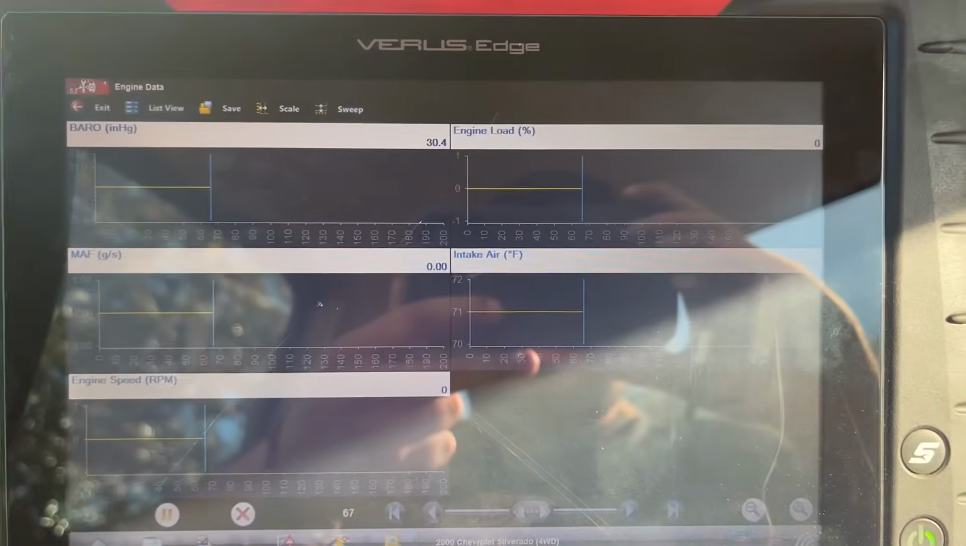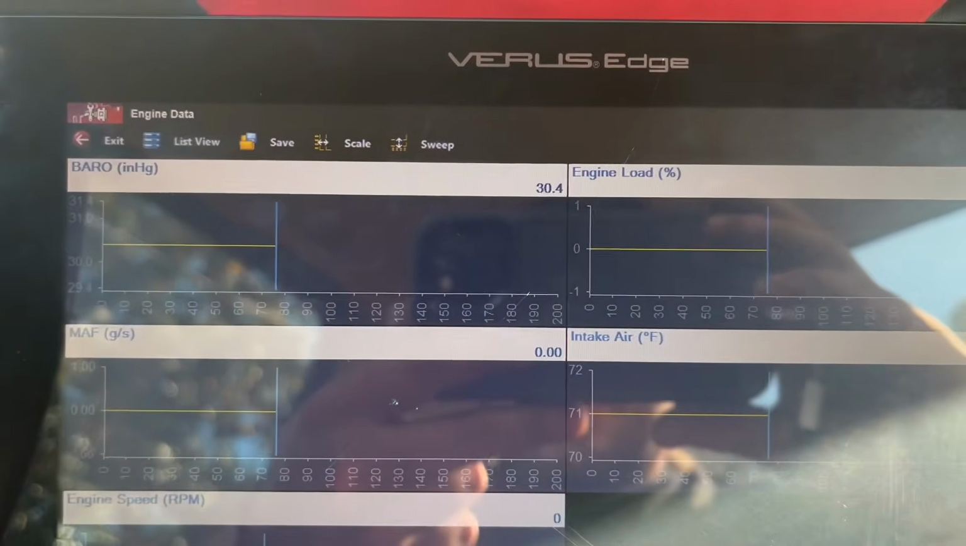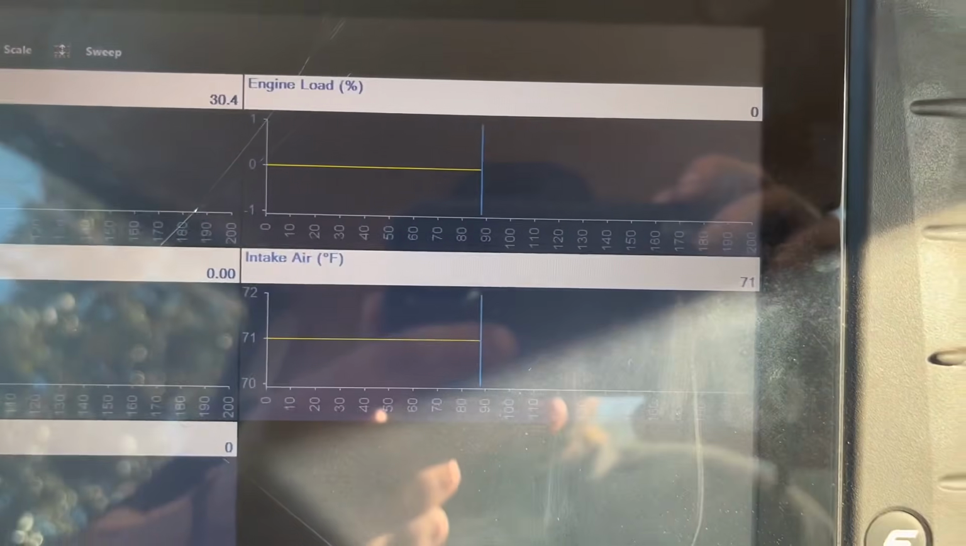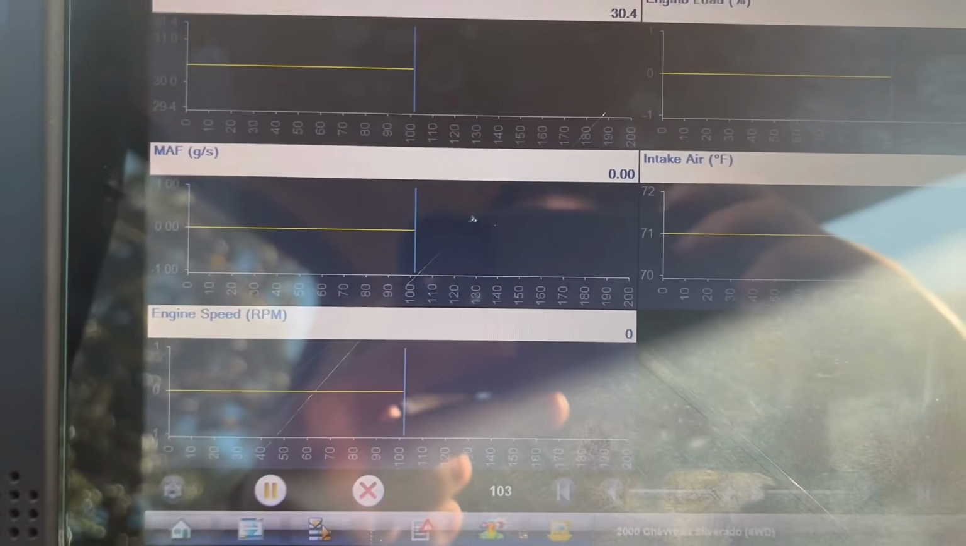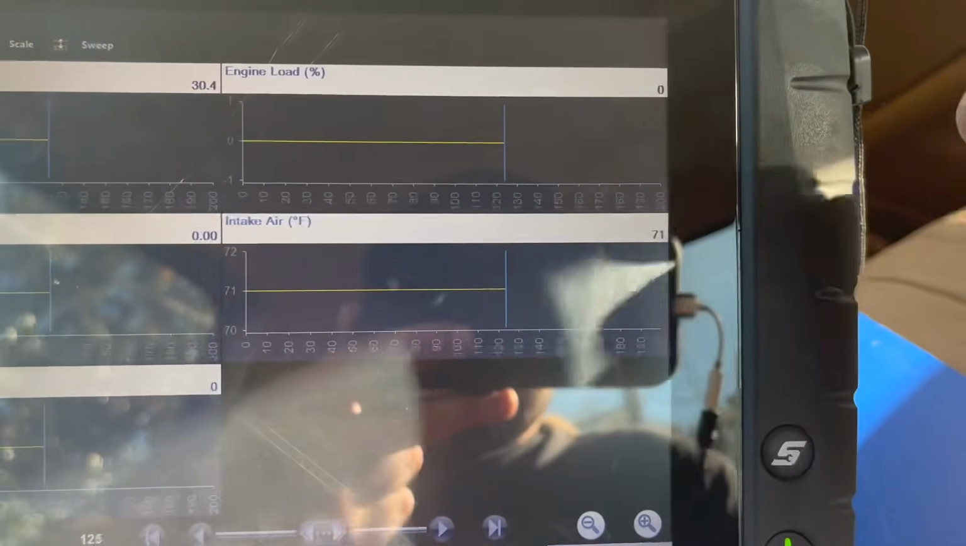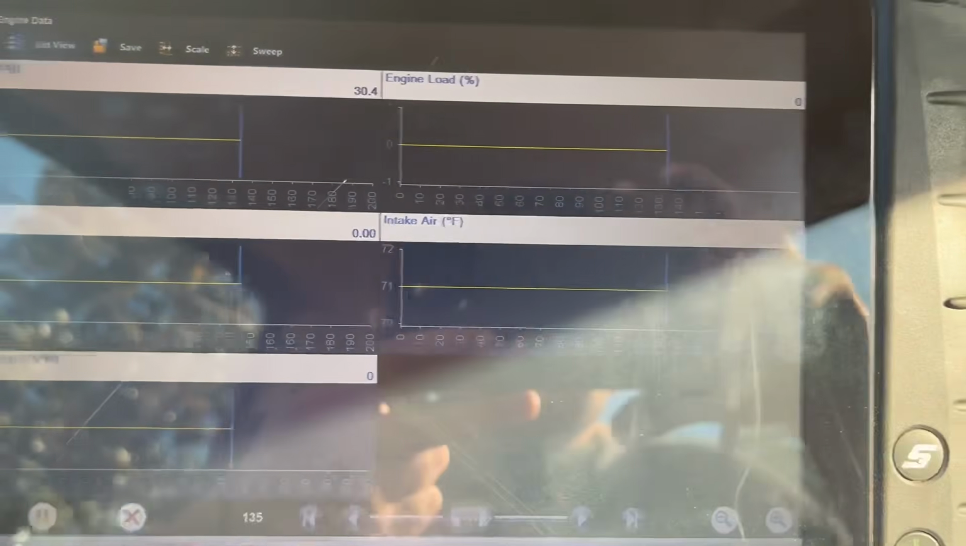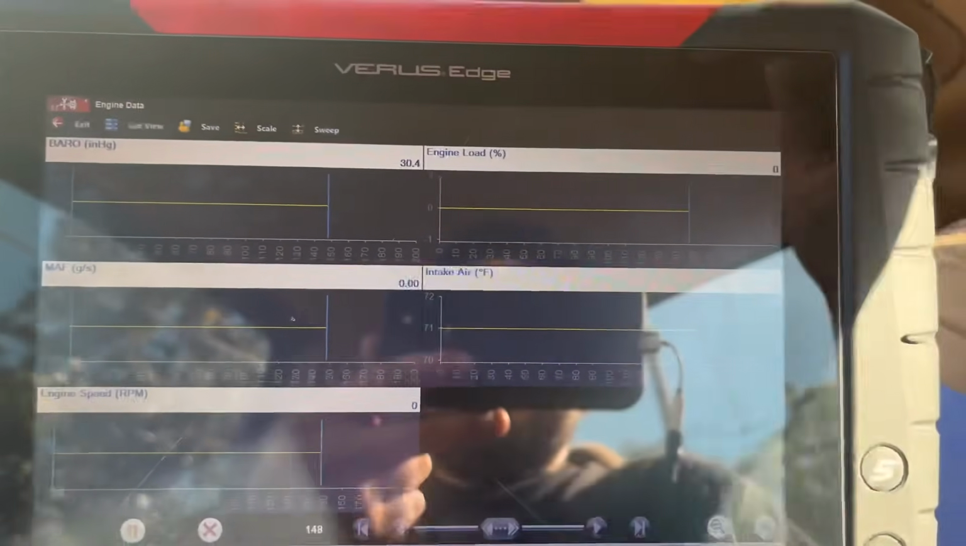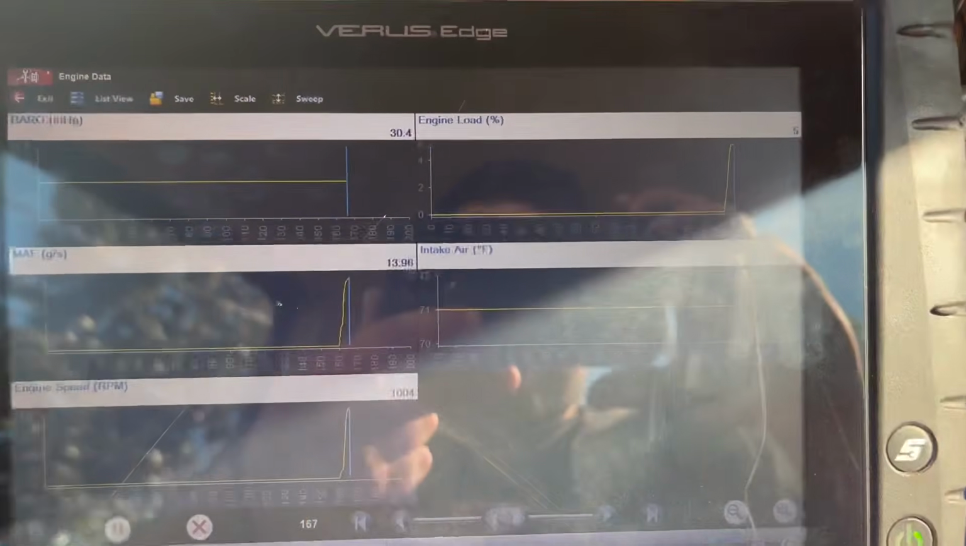Let's check this out. All right, we have our graphs up. Remember, we have our baro, engine load, air intake, mass airflow, and engine speed. The air intake temperature yesterday was a little hot because we had the vehicle on for a while. Right now it's 71 degrees here in Houston. So we're going to check this out. We're going to turn on the vehicle. All right, we're on.